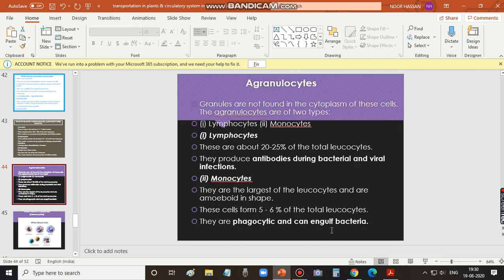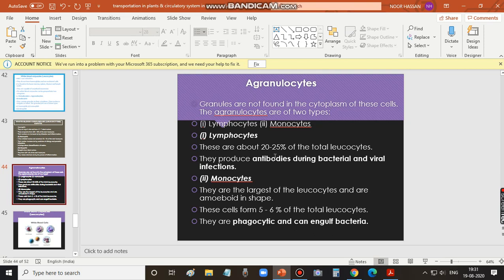Now we will discuss agranulocytes. Granules are not found in the cytoplasm of these cells, as we discussed. The agranulocytes are of two types: lymphocytes and monocytes.